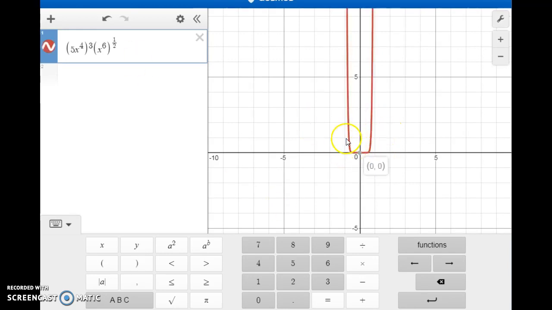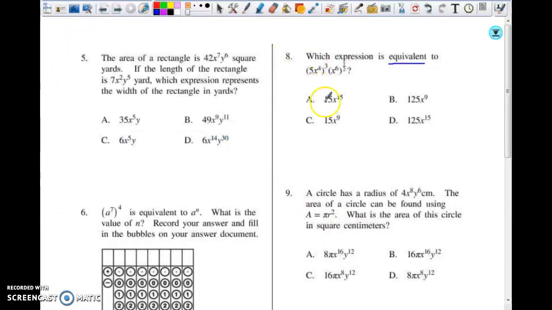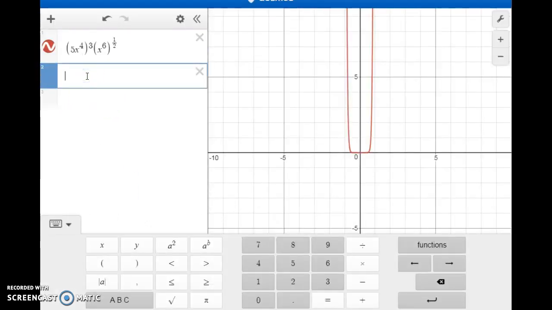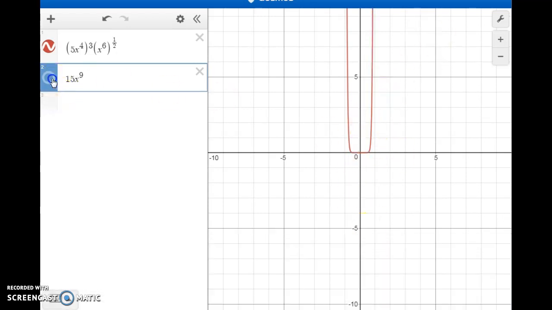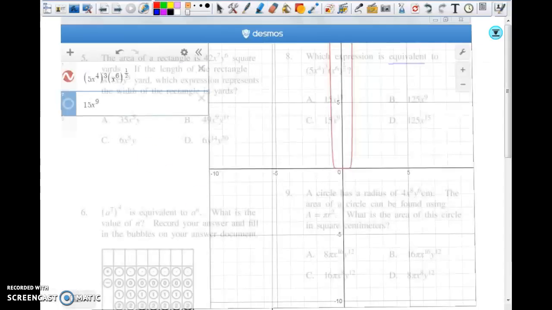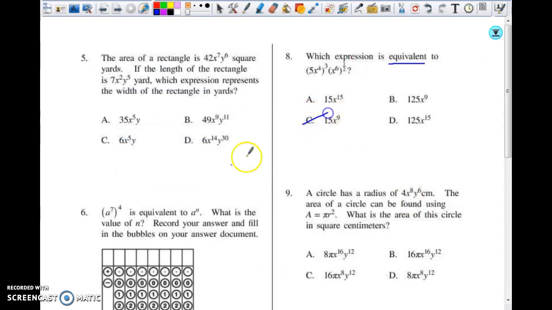Notice it graphed it. So, check one of your answers. Let's try C. 15x to the 9. Are those equal? Are those the same line? Heck no. So they are not equivalent. They are not equal. So it cannot be C.